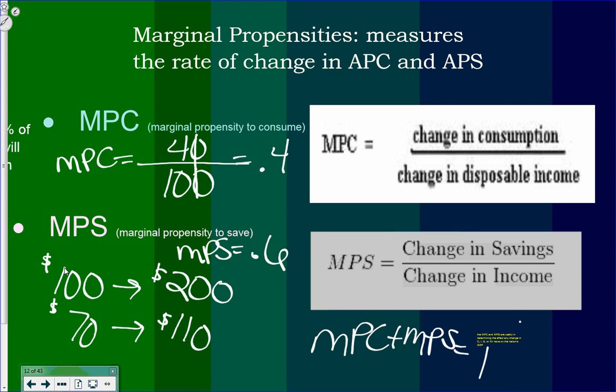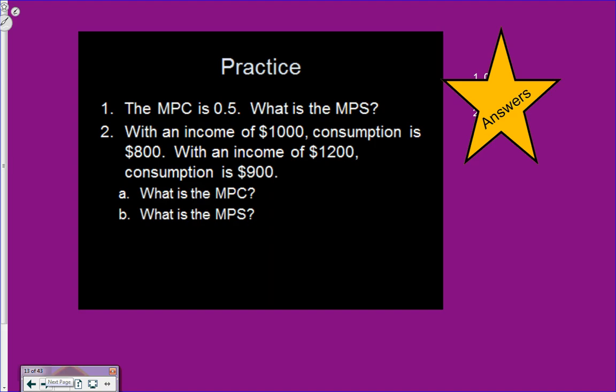Okay, good math. Nice. Let me pick up some more people. Daniela, if MPC is 0.5, what's the MPS? How did you get that? Because math. Don't use that. I would say because 1 minus 0.5 is 0.5, thank you.